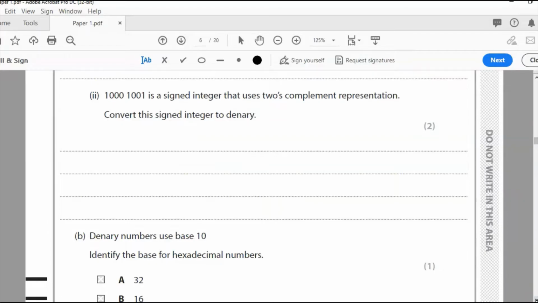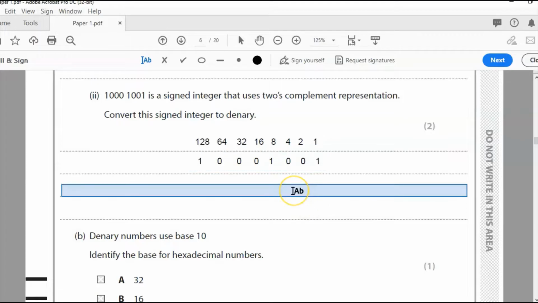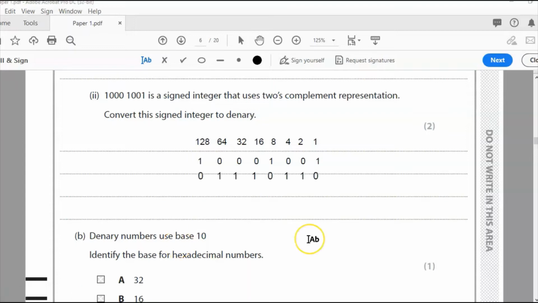2. 10001001 is a signed integer that uses 2's complement representation. Convert this signed integer to denary. So the first thing I do is write all the bits down and tidy it up. Remember, to do 2's complement, we flip the bits and add 1. So first I'm going to flip the bits. Flipping the bits means that zeros become 1s and 1s become 0s. So you can see through here each column 1s become 0s and 0s become 1s.